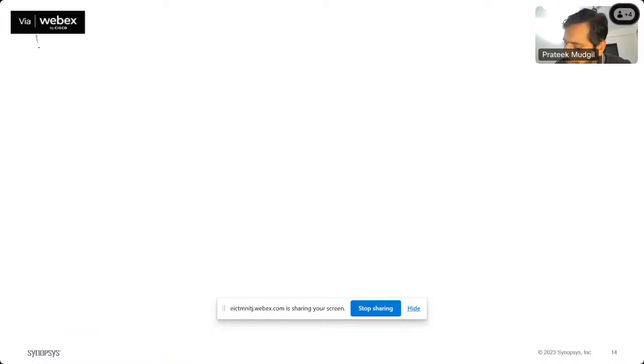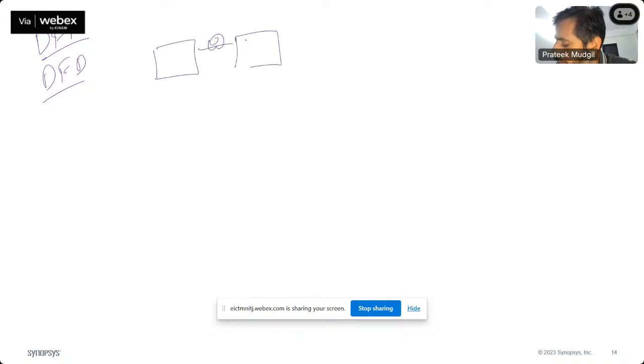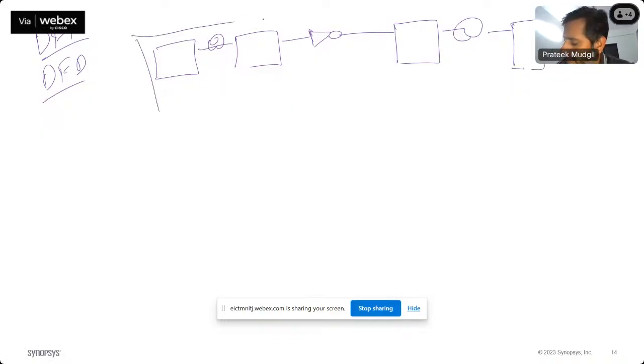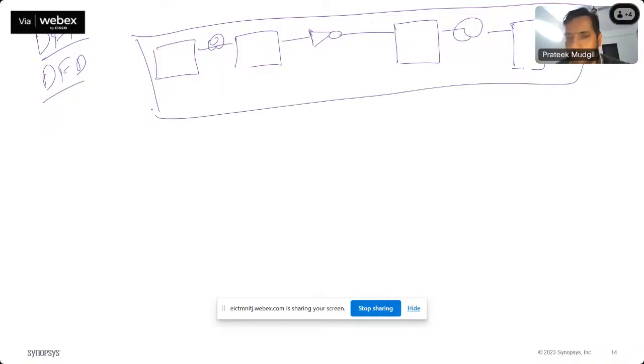Okay. So there is a difference between DFT and DFD. DFT is designed for testing. This DFD is designed for debug, right? So what is DFT? So let us say that we have a chip, or this is a combo. This is a NOT gate, right? And then there is again a combo, and I'm just putting a NOT gate to analyze this, right? And this is a complete SOC. This is 4 flops, right?